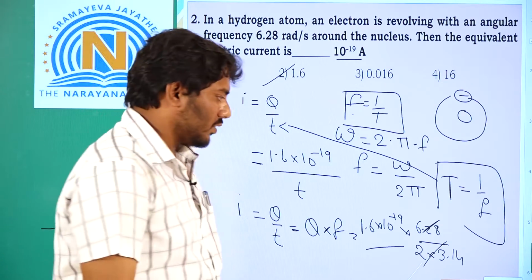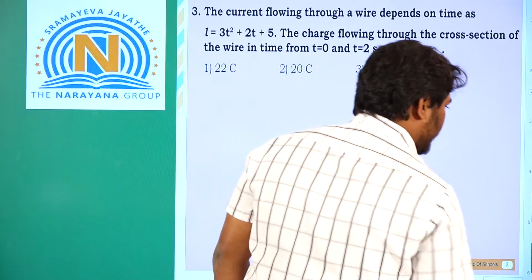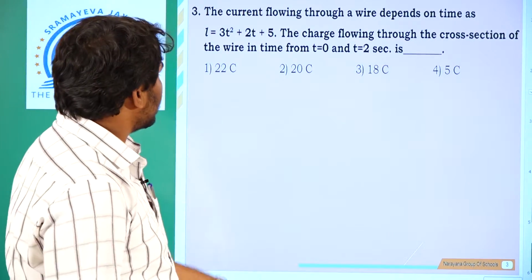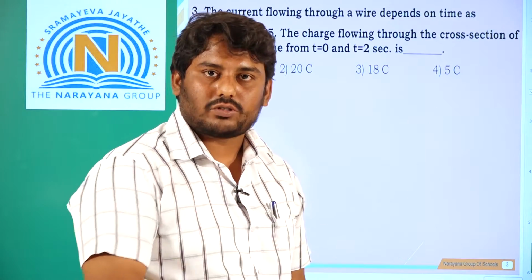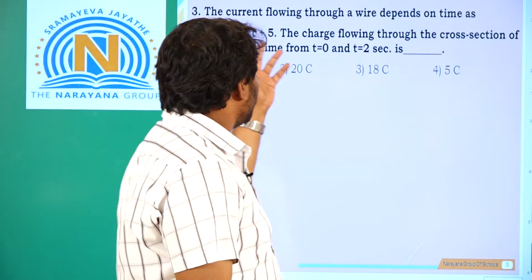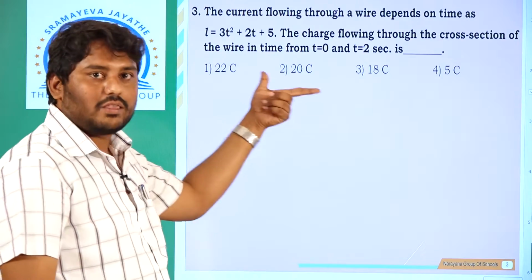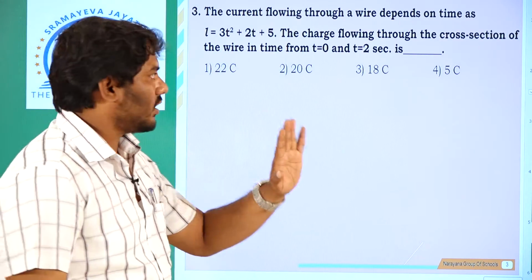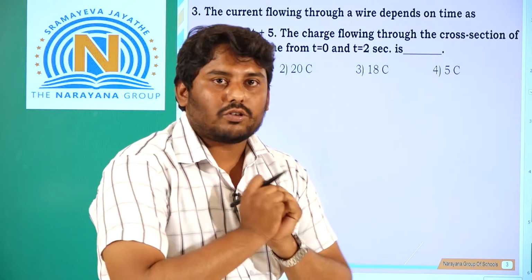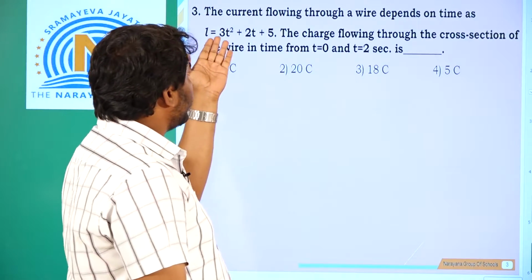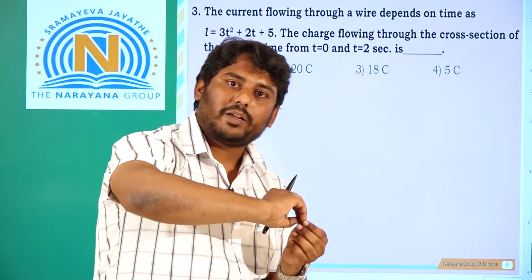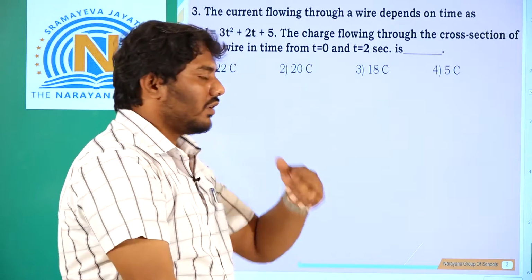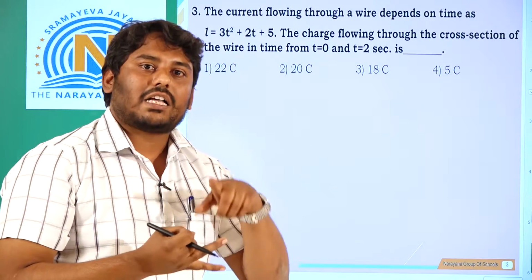Now let's go to the third question. Third question is, the current flowing through a wire. There is a wire in which electrons are moving. So that electron movement is dependent on the length of the wire. I hope you understand. It is depending on the length of the wire. So it depends on length as well as time. In how much time, how many electrons are passing through the wire.